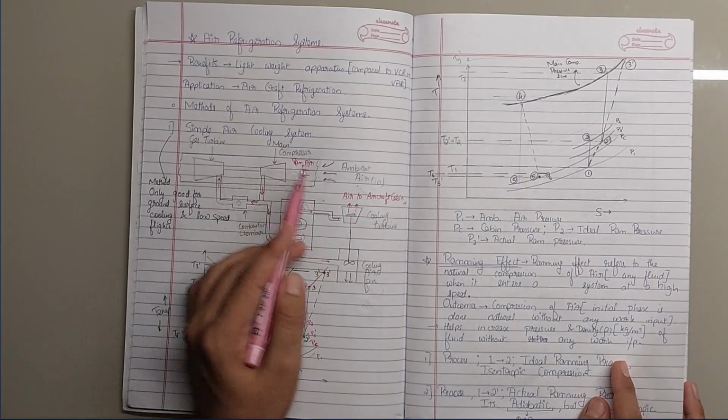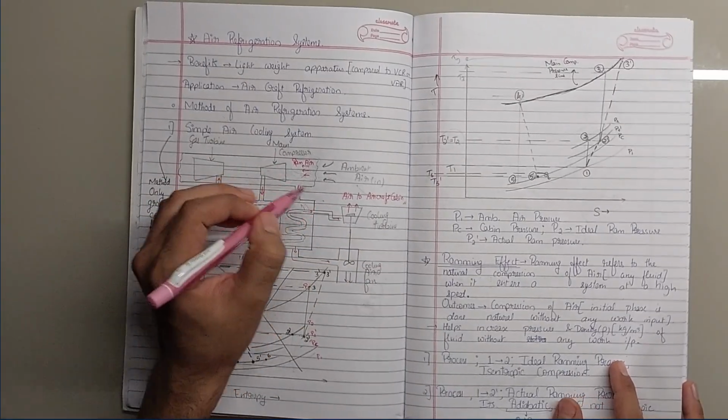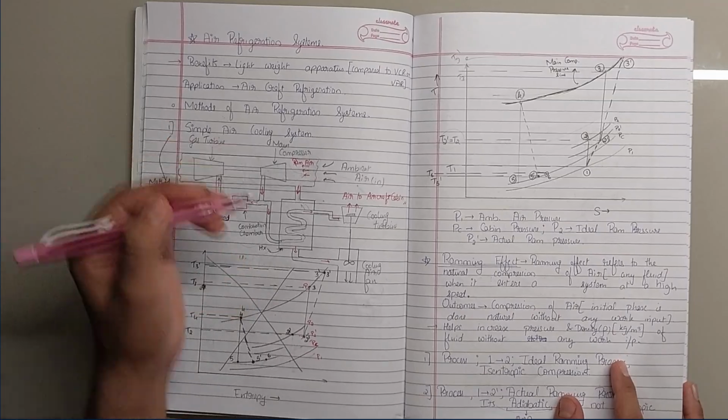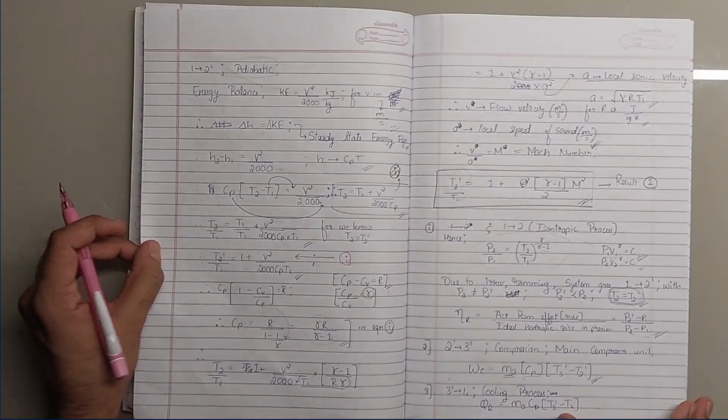The flow rate used in all the equations is just the air, the mass or flow rate of the air which flows through this main compressor channel.